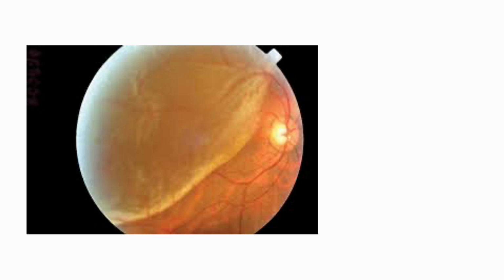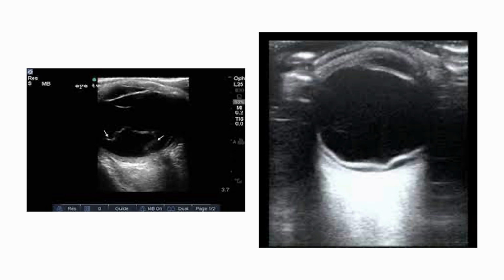This patient comes in with complaints of curtain coming down, and that is retinal detachment. That's the ultrasound image of the eye, and if you look onto the left side over here, that is the vitreous over here. That's vitreous hemorrhage, and if you look at this image, that is your retinal detachment.